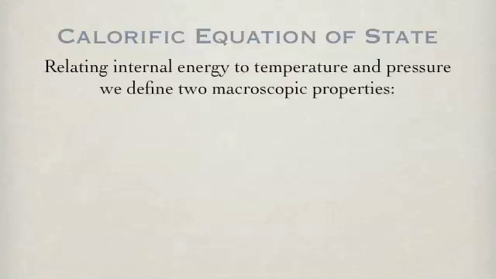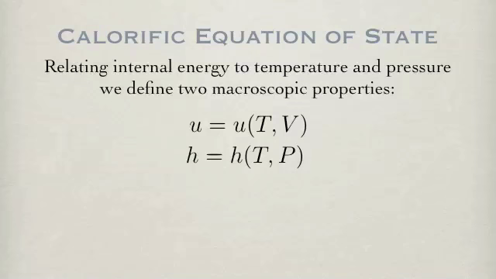To relate the internal energy to temperature, pressure, and volume changes, we define two macroscopic variables for the calorific equations of state. U, which is dependent on T and V, and H, which is dependent on T and P.